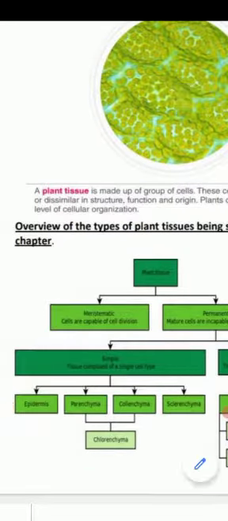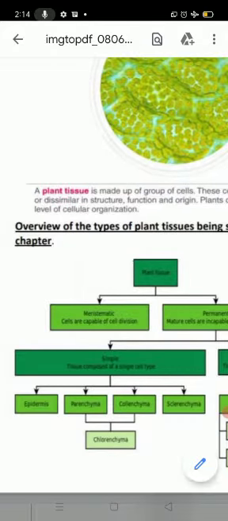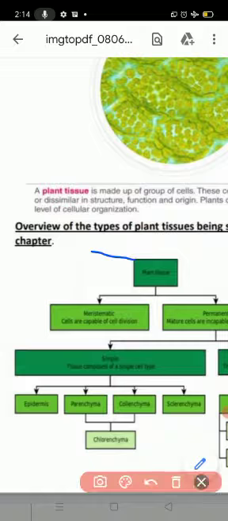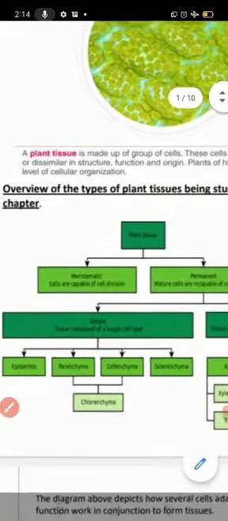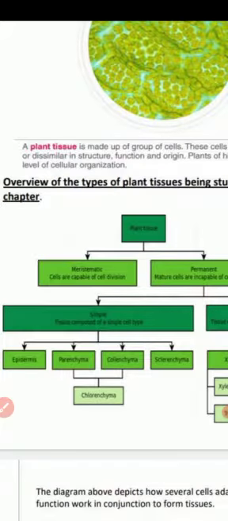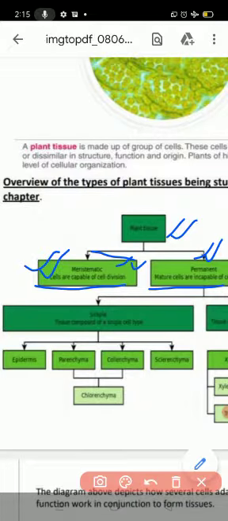Okay, an overview of the types of plant tissue we begin to study in this chapter. Here we divide plant tissue into two forms. The forms are meristematic and permanent. Meristematic tissue shows cell division, but permanent tissue does not show cell division.